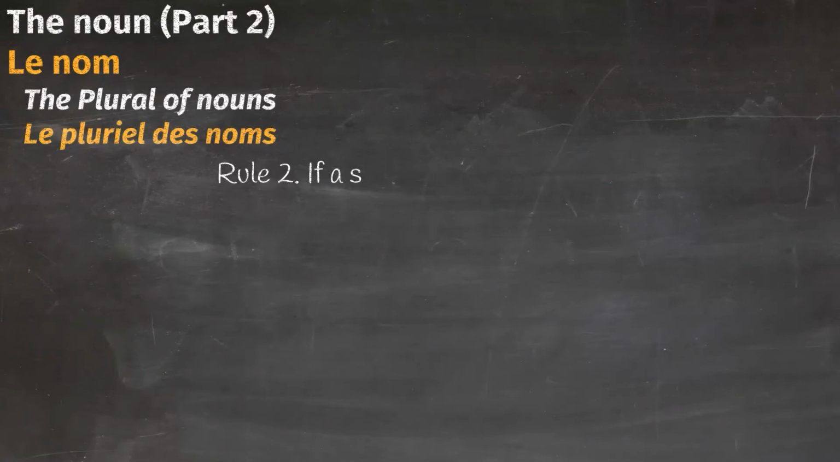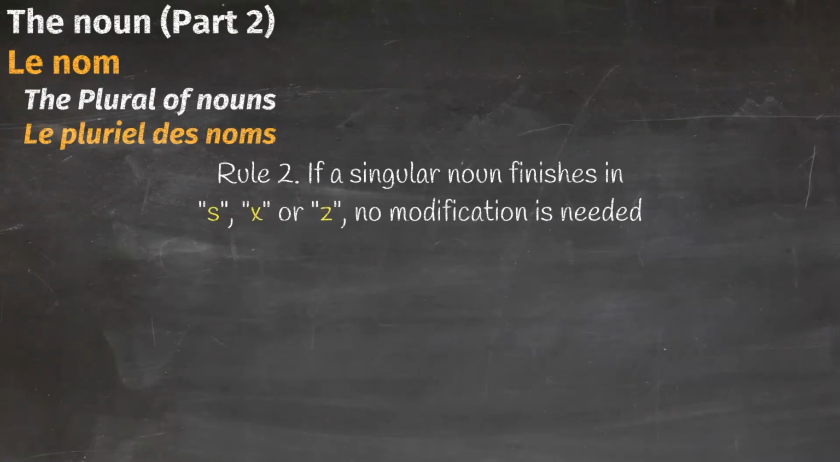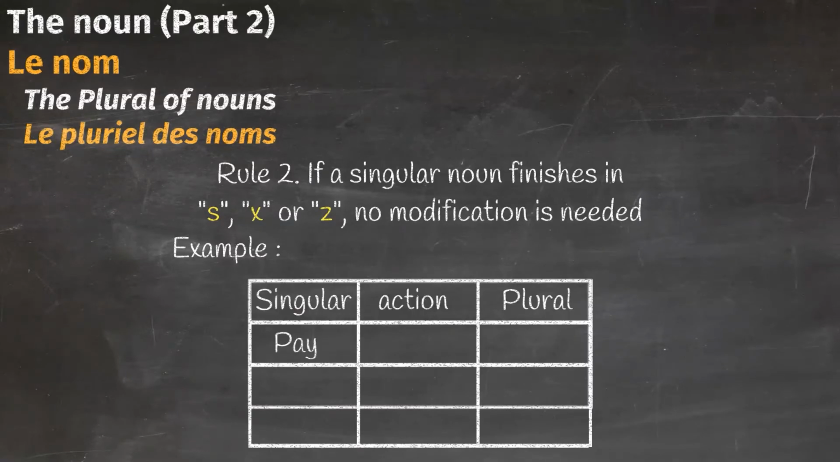Rule number 2. What if a singular noun finishes in S, X, or Z? Do we need to add another S? No, no, and no. In this case, no modification is needed. Well, let me explain it in another way. If a noun finishes in S, X, or Z, to reach the plural form, you do not need to change or modify anything. All you need to do is to change the article. Now let's check a few examples together.